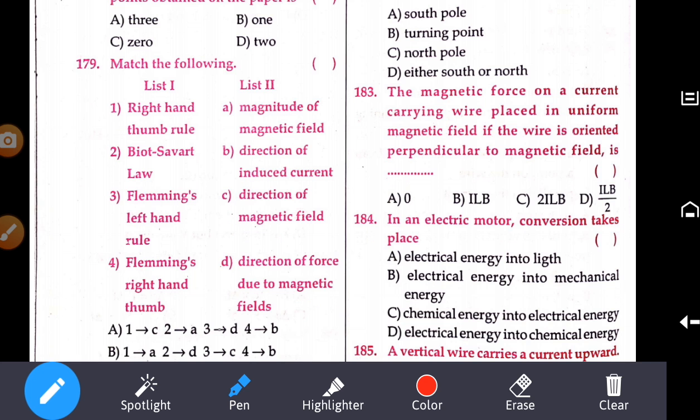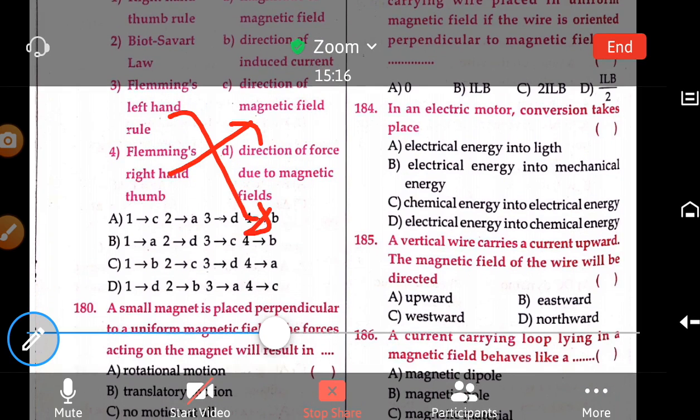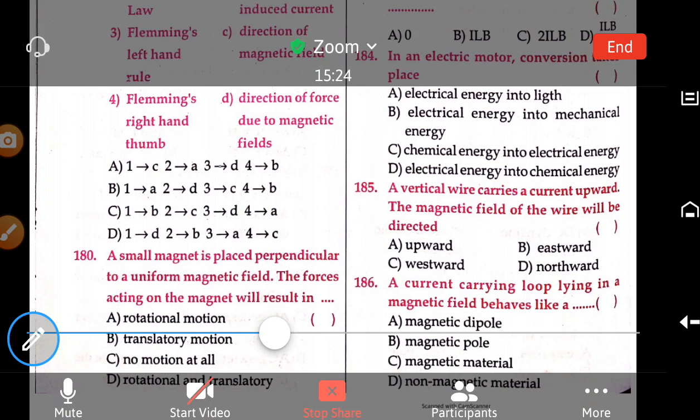Let's see the 179th question. Right hand thumb rule tells about what? Direction of the magnetic field. Biot-Savart's law tells about what? This law you'll be learning in higher classes. It is our magnitude of magnetic field. Okay, so C, A. Where is that option? Is any option that? Only one option starts with C. So that is our first option, option number A.